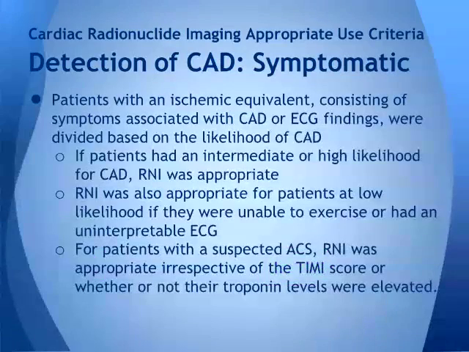So we'll talk about detection of coronary disease in symptomatic patients. These are patients that present with ischemic equivalent symptoms with coronary disease or EKG findings. They were divided based on their likelihood of coronary disease. If a patient had an intermediate or high likelihood of CAD, then nuclear imaging was appropriate. It was also appropriate for patients with low likelihood if they were unable to exercise or had an uninterpretable EKG.